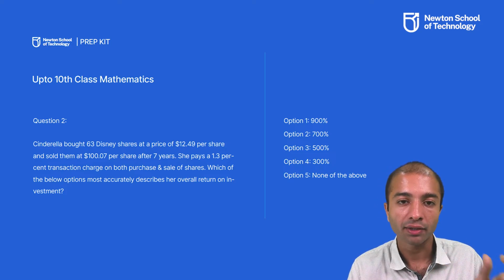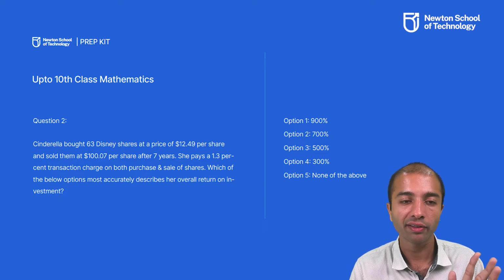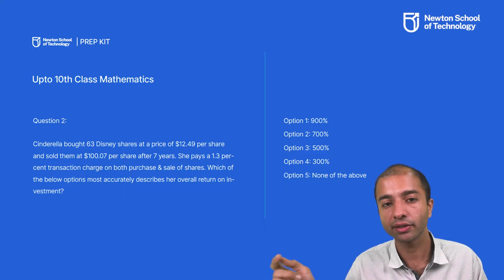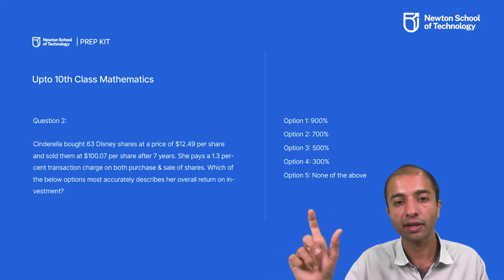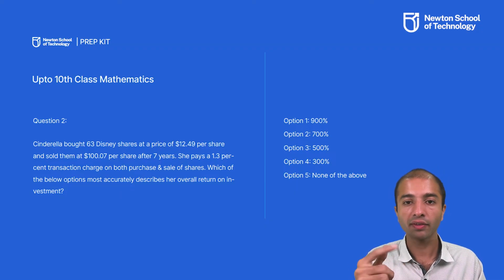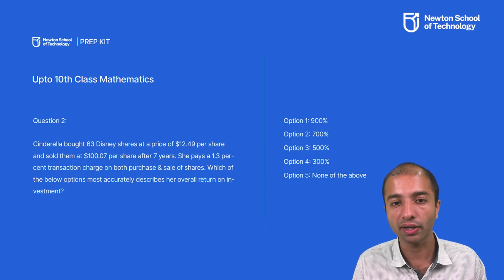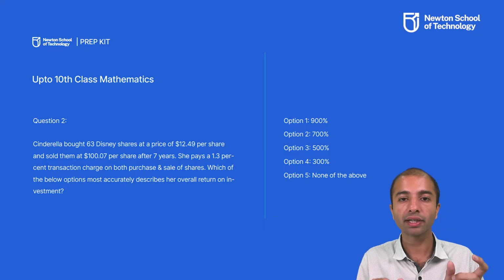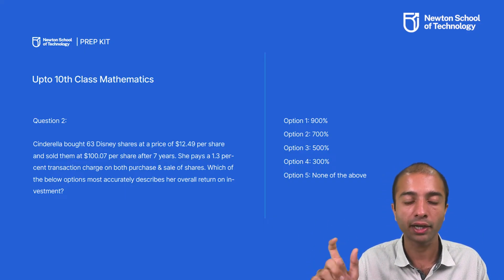Then the cost price that we are given is 12.49. So let us assume it is 12.5, and the selling price, let us assume it is 100 instead of 100.07. So now this is the initial price and this is the final price. Since 7 years is given, we are not asked what the return per year is, we are asked the overall return. So 7 years also does not matter, whether it is 7 or 8. We just need to check that the initial price was 12.5 and the final price was 100.